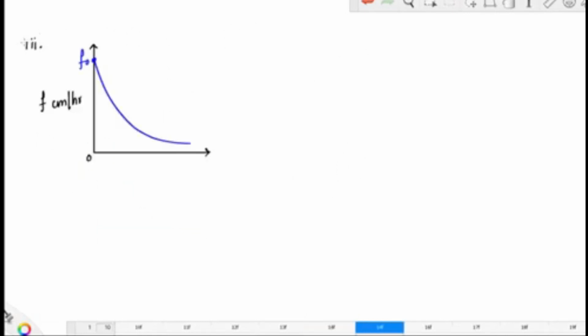Third point. Suppose I am asking you to find out infiltration depth from T1 to T2, then you are supposed to find out the area between these two things. So the time interval you have to take properly. Now infiltration depth F is equal to the integral of f of t with respect to dt, substituting the limits from T1 to T2. This is more than sufficient.